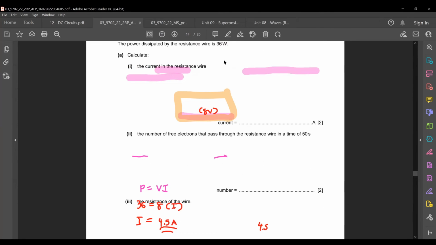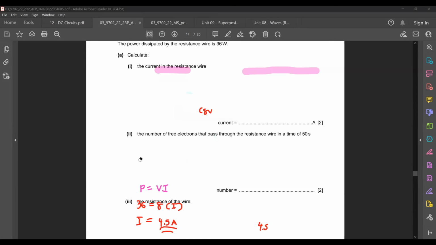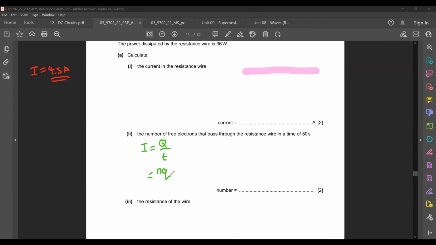Find out the number of free electrons that passes through the resistance wire in a time of 50 seconds. Number of free electrons. So I know I is 4.5 amps. This one I make use of this value here. So they want the number of free electrons that passes through the wire in a time of 50 seconds. I is rate of flow of charge, but Q is total charge. It's actually number of charged particles times the charge of one charged particle, giving me this.